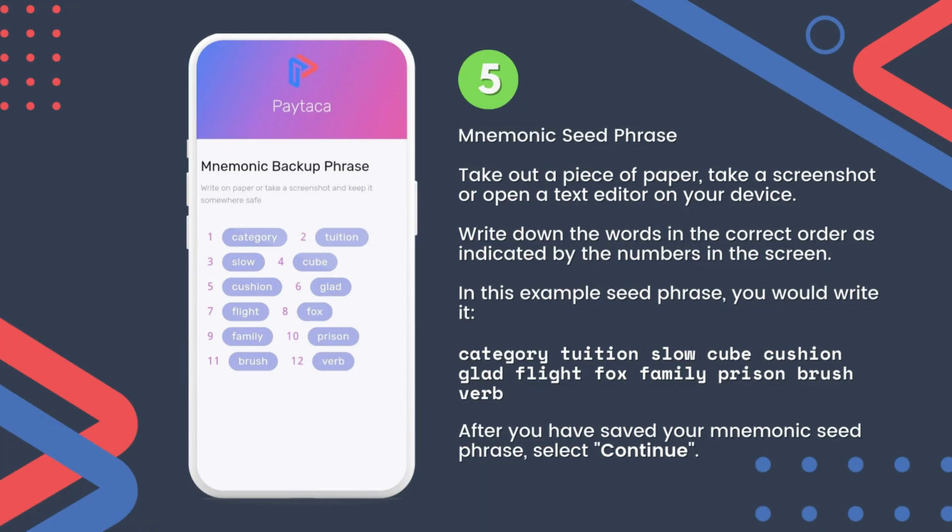This step is essential for your wallet security. On the screen, you'll find a sequence of words. Get a piece of paper, take a screenshot, or open a text editor on your device. Write down these words in the exact order shown by the numbers on the screen. These words form your mnemonic seed phrase, granting access to your wallet. Once you've saved your mnemonic seed phrase, just tap Continue.